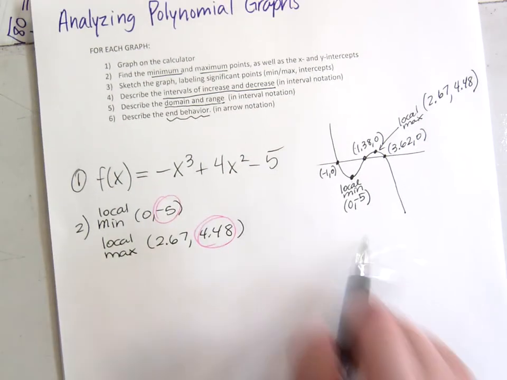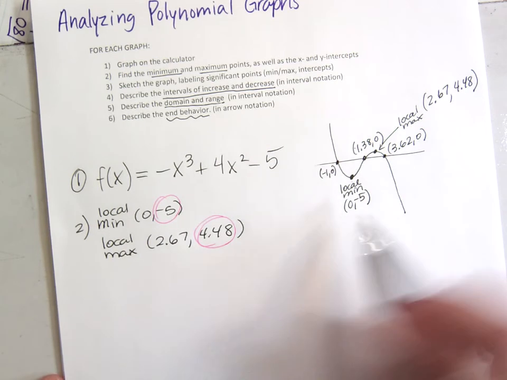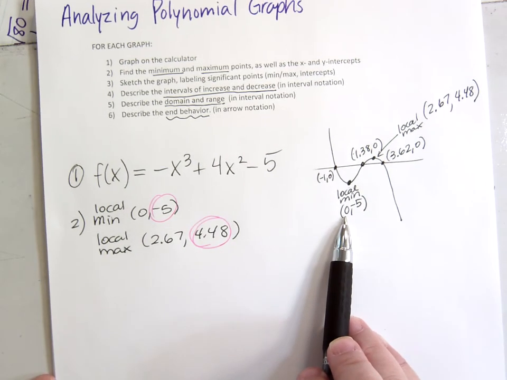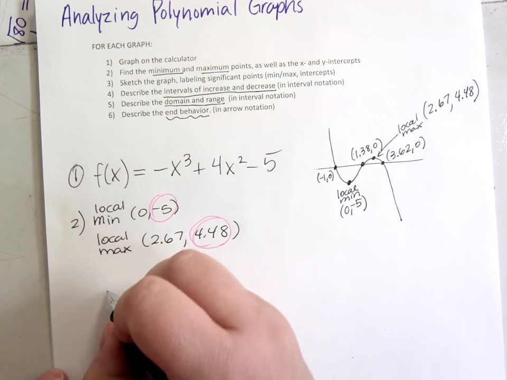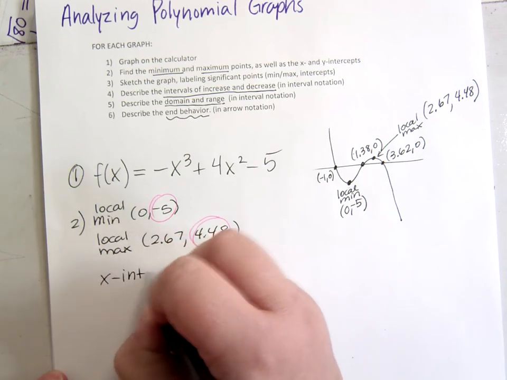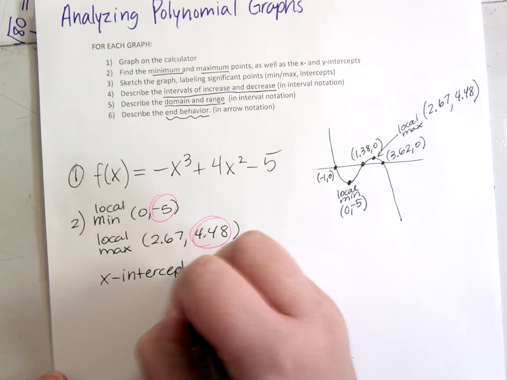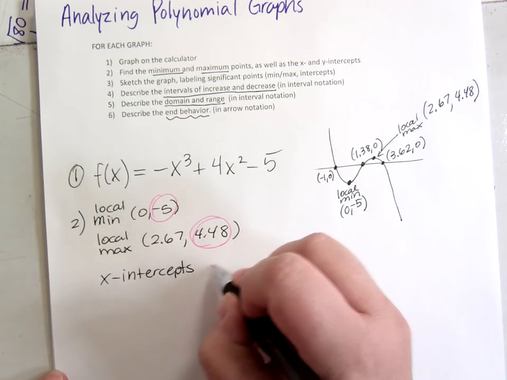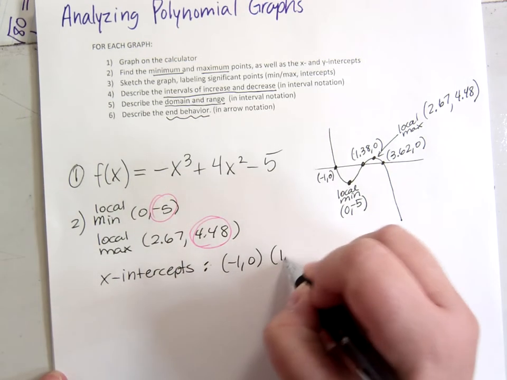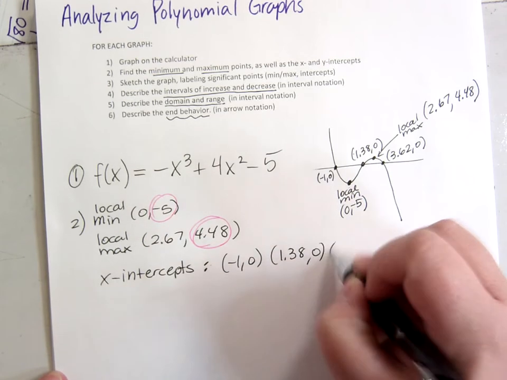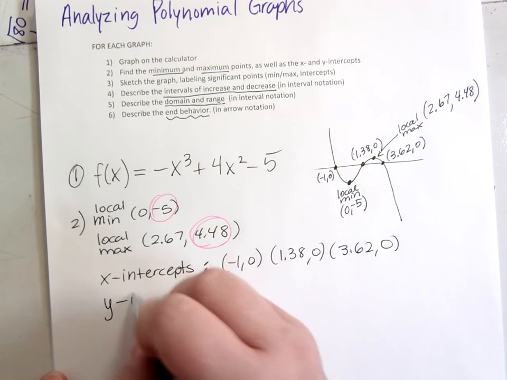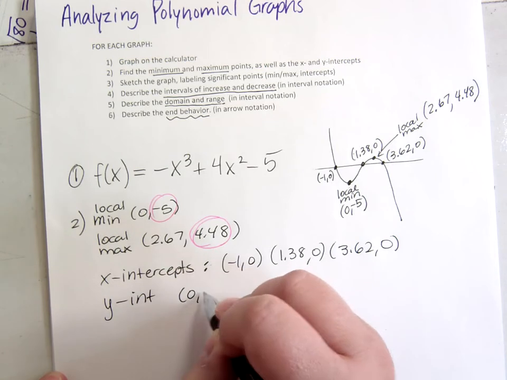X-intercepts, we already found those. Oh, we forgot. No, we didn't forget to find the y-intercept because there it is. Since the x value here is 0, we've got it. We forgot to find it deliberately, but it's there. So x-intercepts are at, excuse me, -1, 0, 1.380, and 3.620. And the y-intercept is at 0, -5.